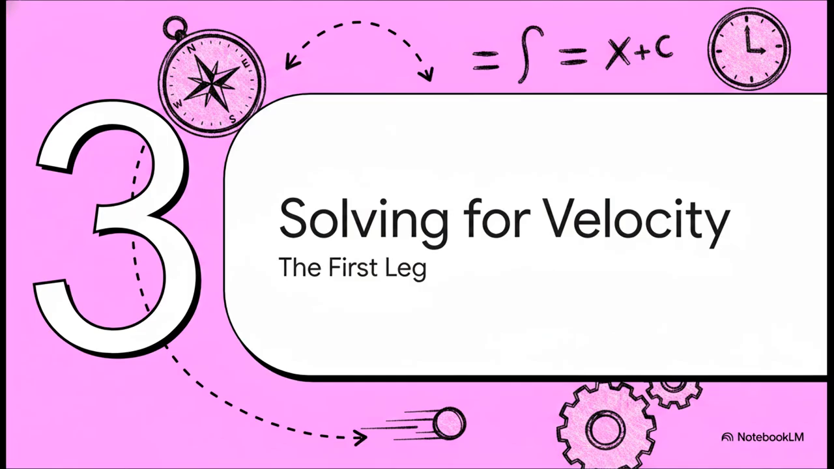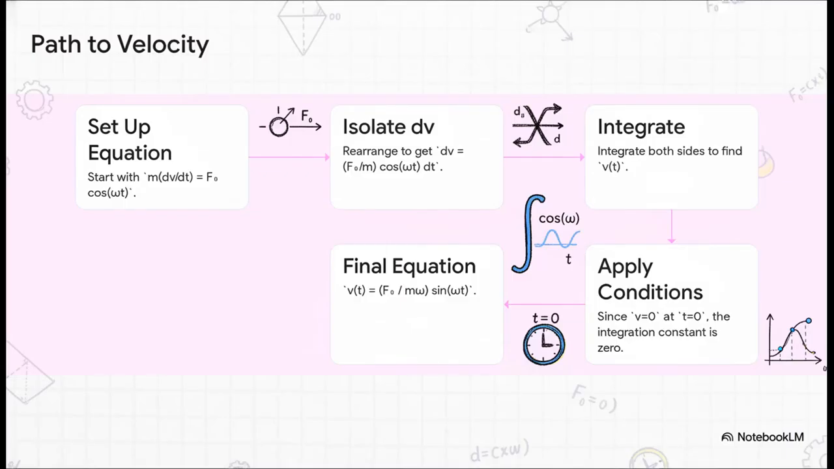The first leg of our journey is to use Newton's law to figure out an equation for the particle's velocity at any given moment. Let's walk through this. First, we just set up our equation by putting our specific force into Newton's law. Next, a little bit of algebra to get the dv on one side and dt on the other. And now, the magic step.